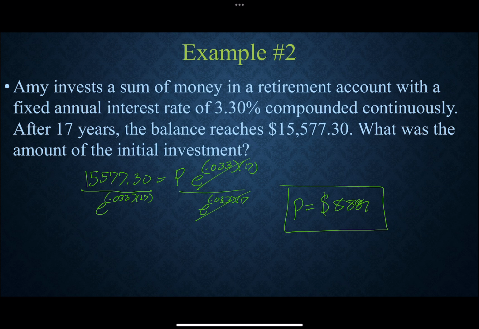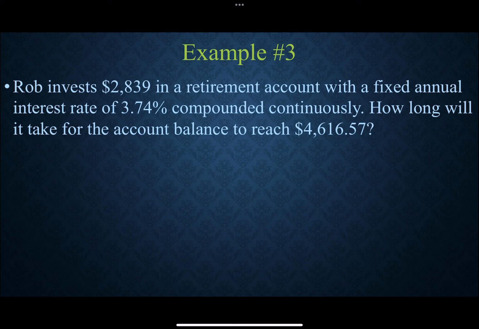When you're trying to solve for R or T, the variable in the exponent position, that's now where the exponential equation comes into play. And that's what we got here. Rob invests $2,839 into the retirement account, fixing an interest rate of 3.74% compounded continuously. How long will it take for the account balance to reach $4,616.57? So we go ahead and start off by filling into the formula.